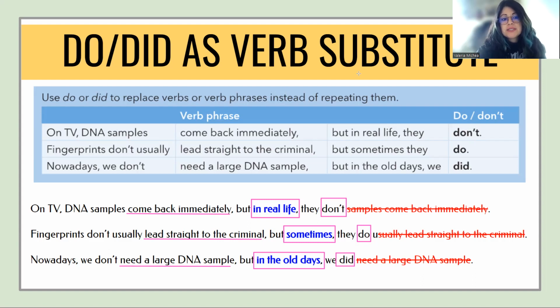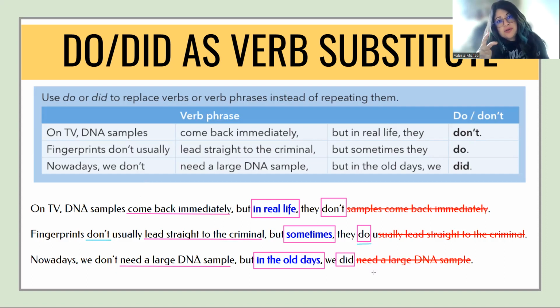Well, that depends on, as I told you, the phrase that we are using right before that. And now, how do you know if you have to use the affirmative or the negative form of the auxiliary verb? It depends on your previous sentence. If your previous sentence is in the negative form, like this one, "don't lead," your auxiliary verb needs to be in the affirmative form.